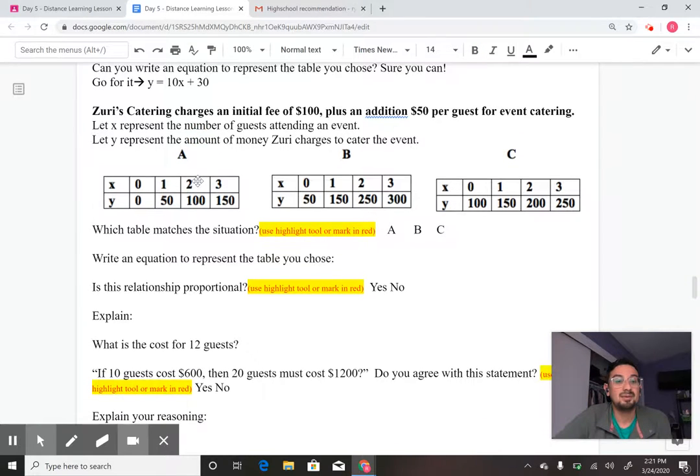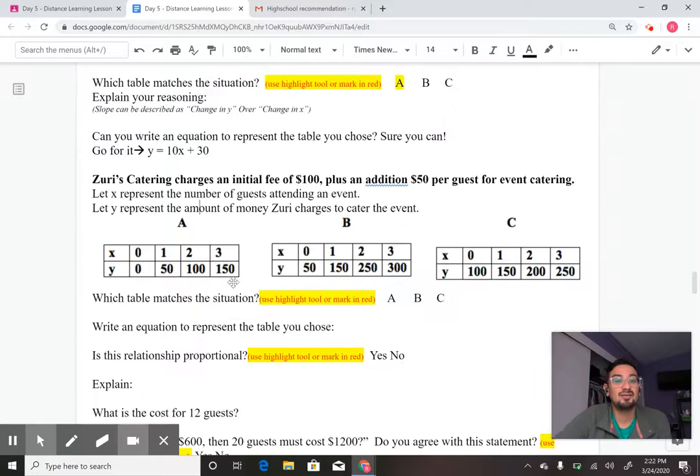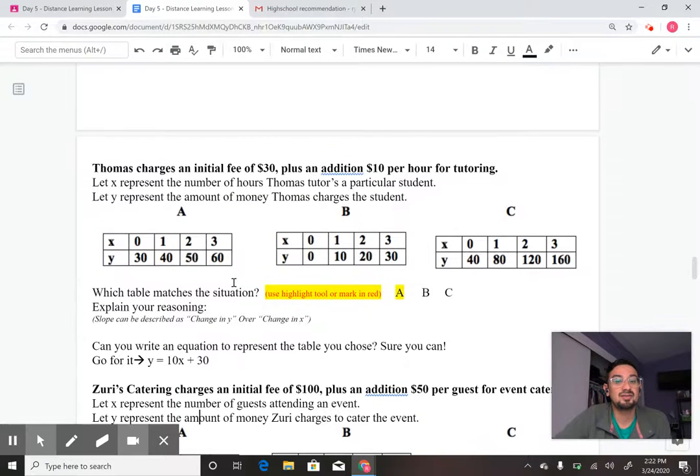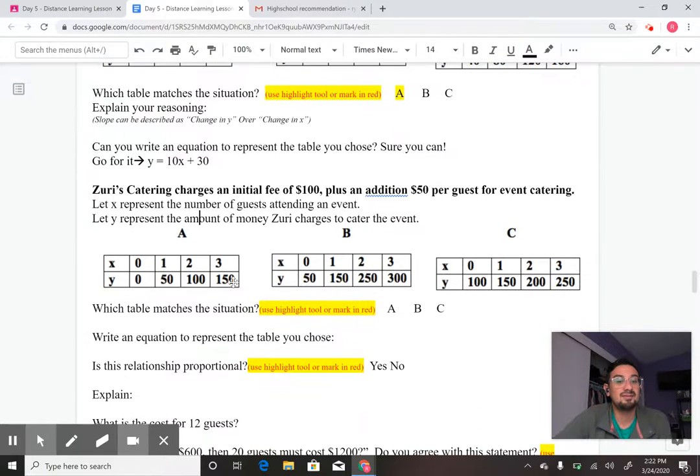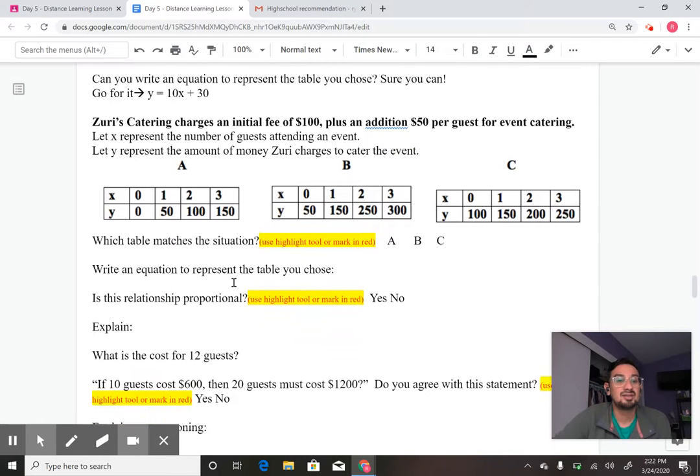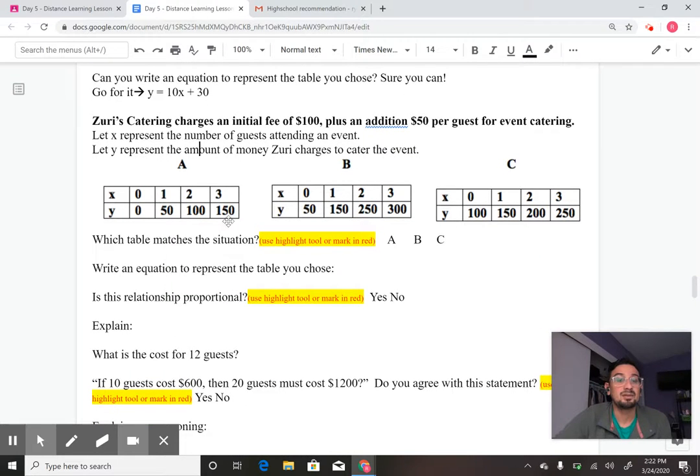So the last problem: Zuri's Catering charges an initial fee of $100 plus $50 per guest for the event catering. Let X represent the number of guests attending the event. Let Y represent the amount of money Zuri charges to cater the event. You're going to have A, B, C. So let's see. Initial fee of 100, so that would be the Y-intercept is 100, which would be C right here. So we have to mark this as C. So highlight that.